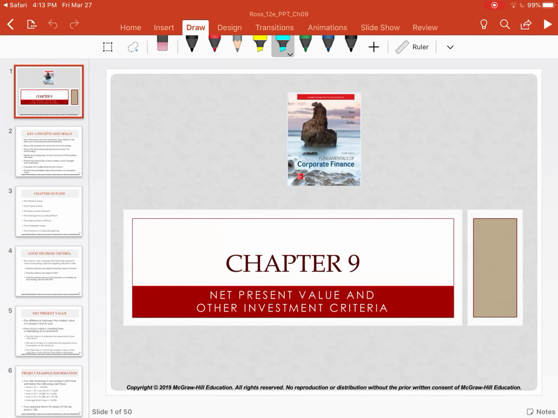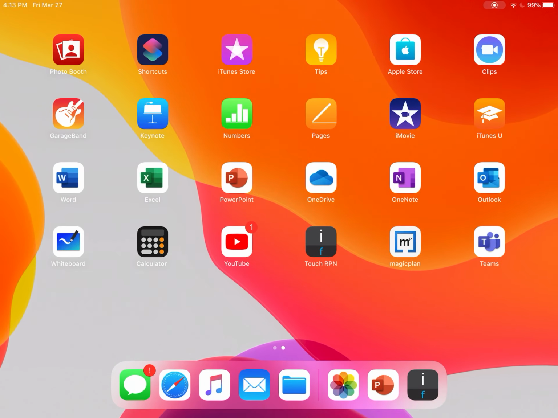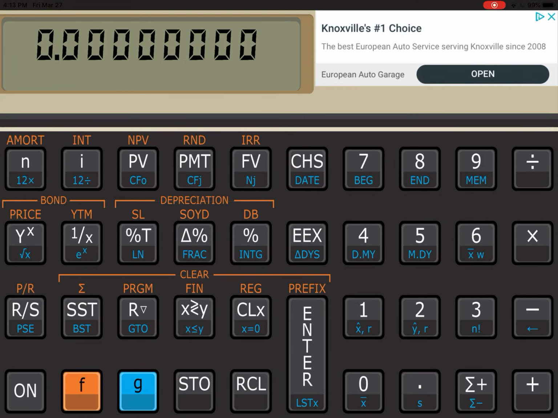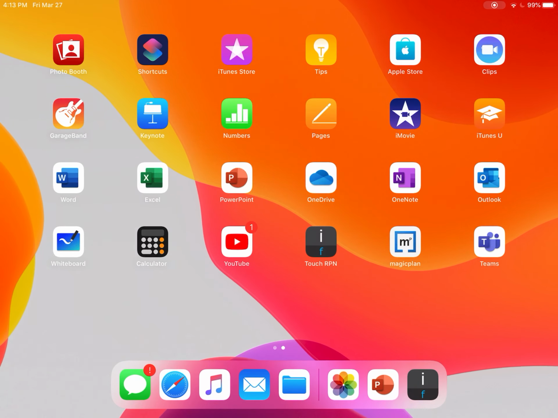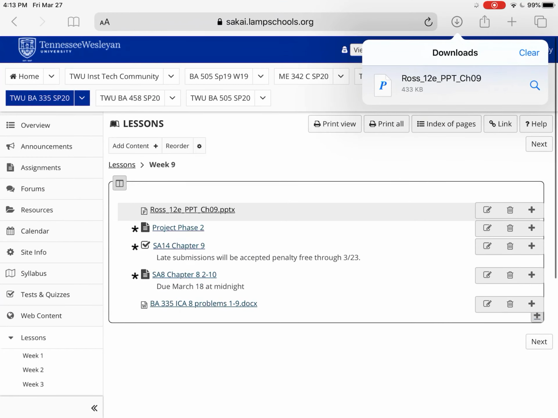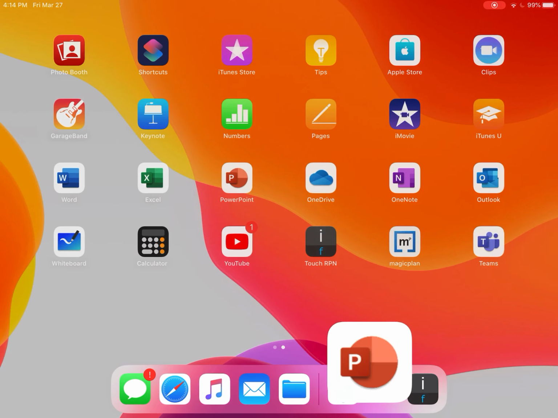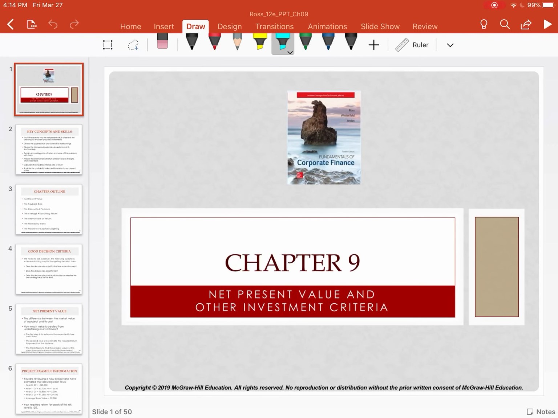And I'll be flipping back and forth with the calculator so that you can actually see how to input them. So if you have your calculator and you want to work along with me, that's fine. We're going to be going through the PowerPoints and some examples so that you can see exactly how to do that.